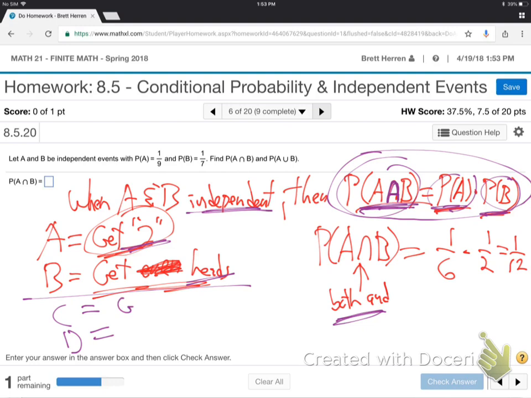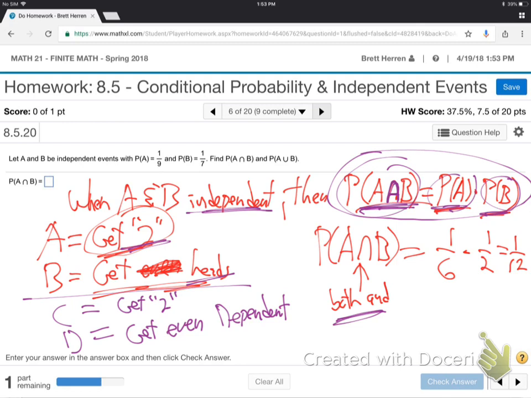But what if I said, okay, C is getting a 2, just like A was, but D is getting an even. So now we're connected. C and D are now dependent, aren't they? They relate. Getting a 2 and getting an even number, that's very similar. They have to do with each other.